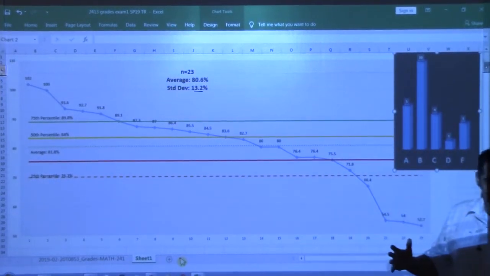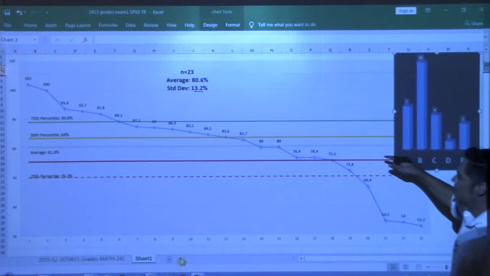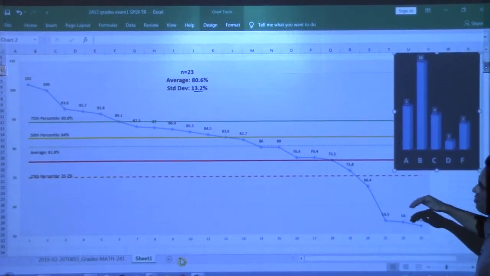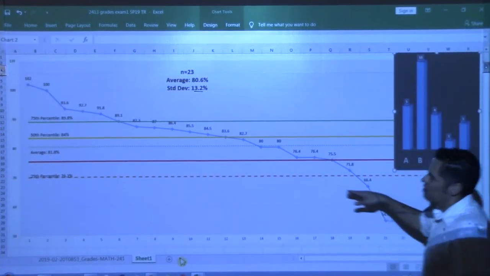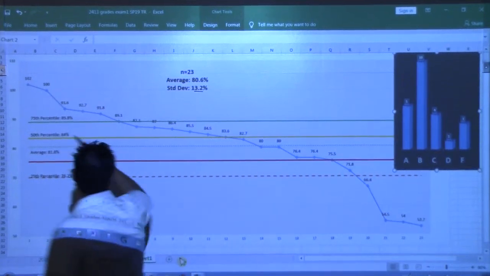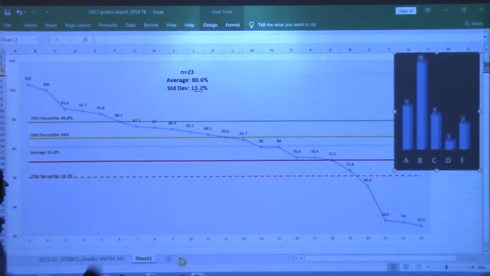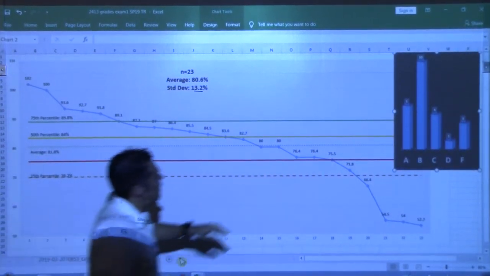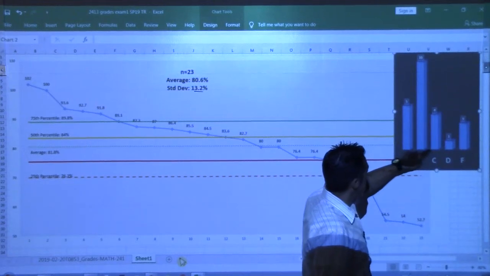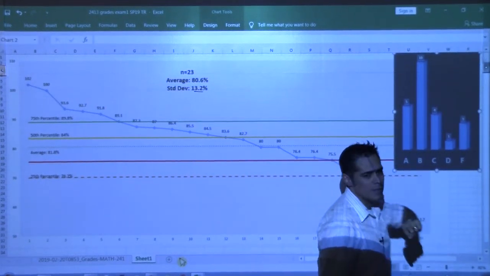Does that make sense? Okay, so I know I just went crazy with my chart here. So this is the scores on the test from the highest to the lowest. And you can see the highest grade in the class was a 102, lowest was a 52.7. We had 5 A's, 10 B's, 4 C's, 1 D, 3 F's. Okay?